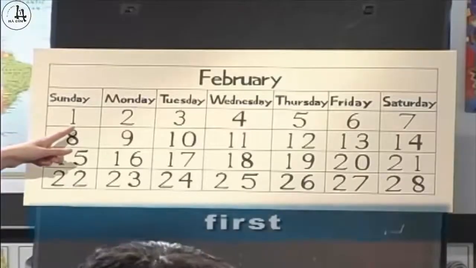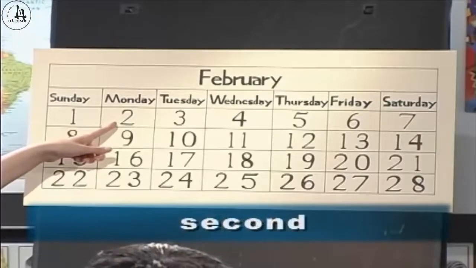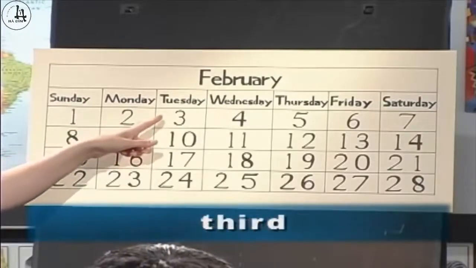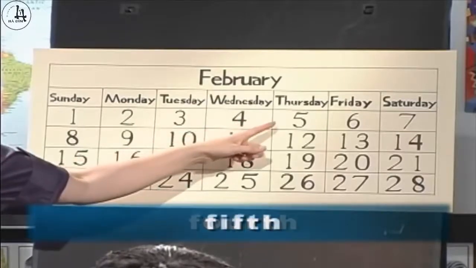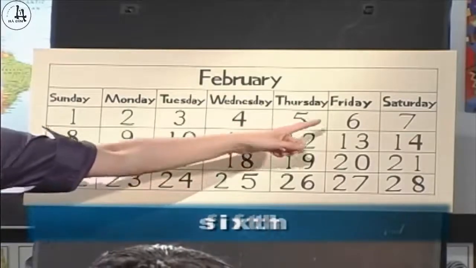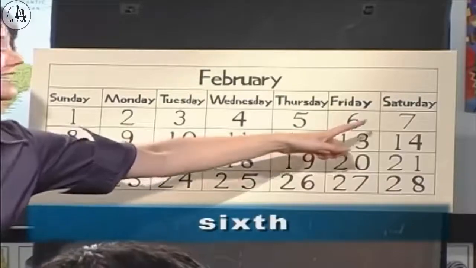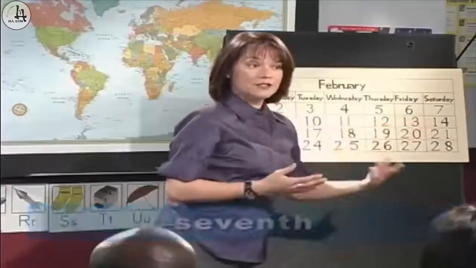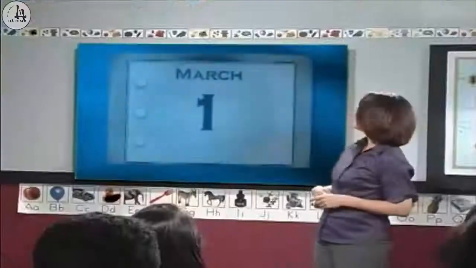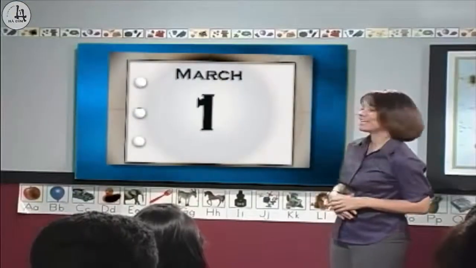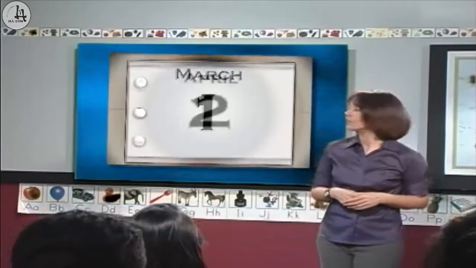February 1st, 2nd, 3rd, 4th, 5th, 6th, 7th, and so on. Let's practice ordinal numbers. This is March 1st. Tell me this date. March 1st. Good. March 1st.